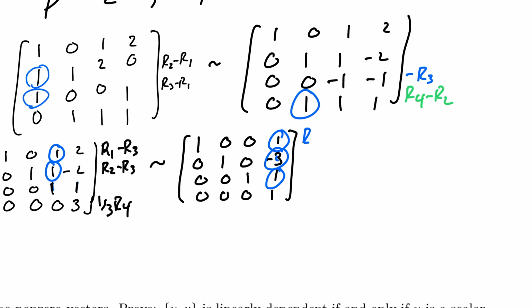I'm going to go ahead and do row 1 minus row 4, row 2 plus 3 times row 4, and lastly row 3 minus row 4. I'll use that as my anchor.